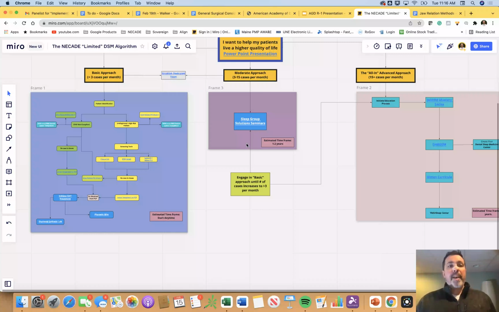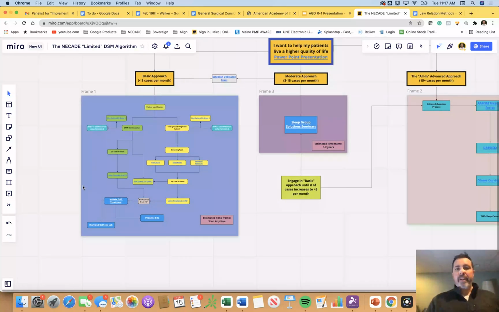I really recommend taking the basic approach, prove that you like this world, prove the concepts, make sure that you love this arena. Then, once you're seeing about 3 cases a month, then you can consider the investment with sleep group solutions. Thereafter, if you start to do more and more cases, then you can find yourself over to the all-in approach and take the education curriculum as we talked about earlier.